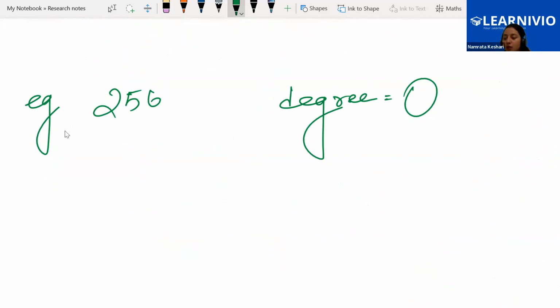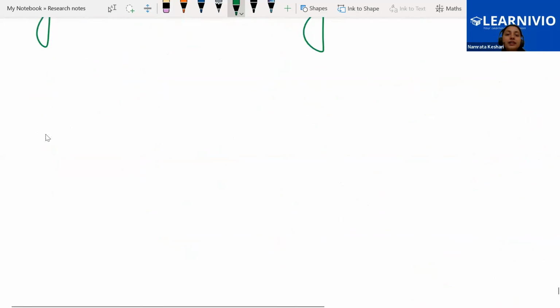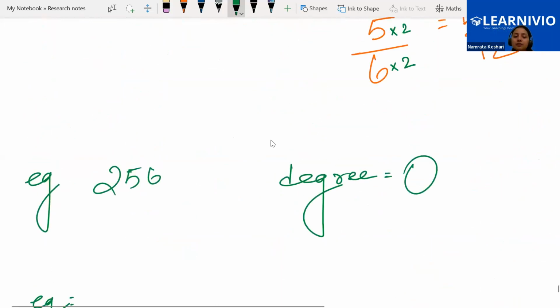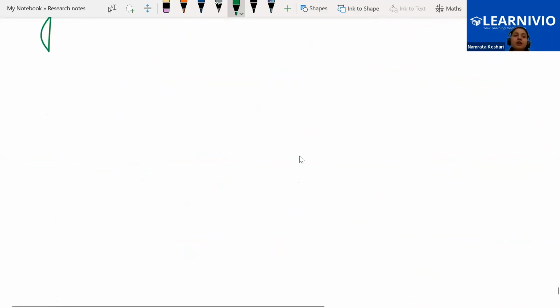Now, on the basis of degree, we have the name of the polynomial. Do you know what the name of the polynomial is when the degree is 0? Linear polynomial, quadratic polynomial. Do you know that? No. Okay, let me write it over here. No worries. On the basis of degree, there is a specific, particular name for the polynomial.